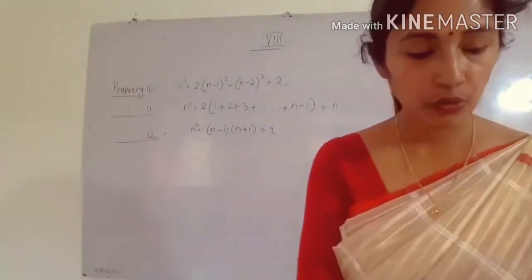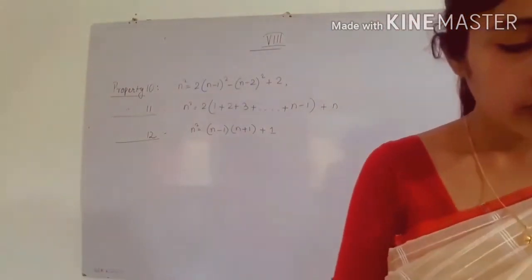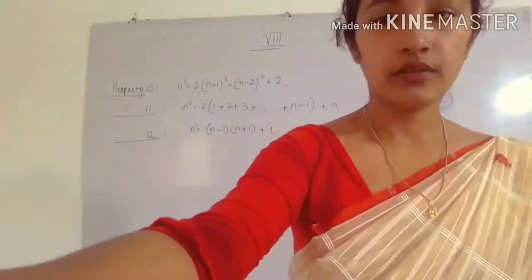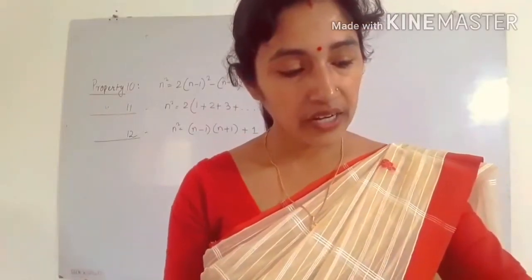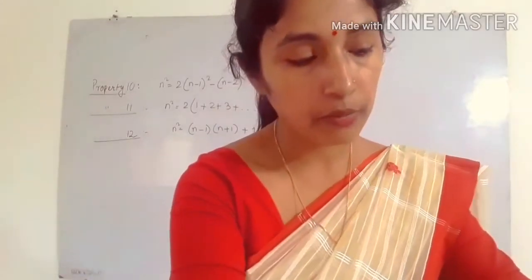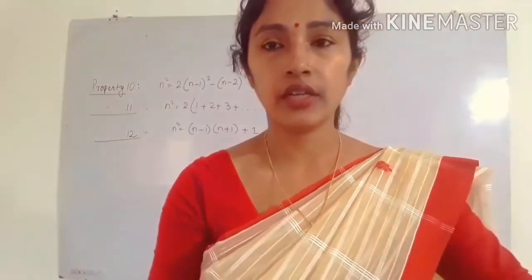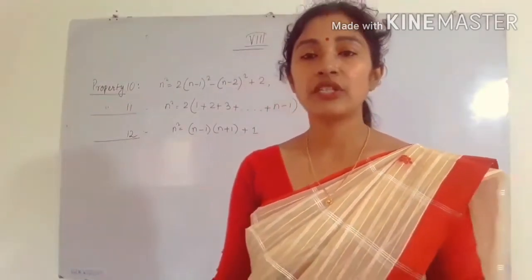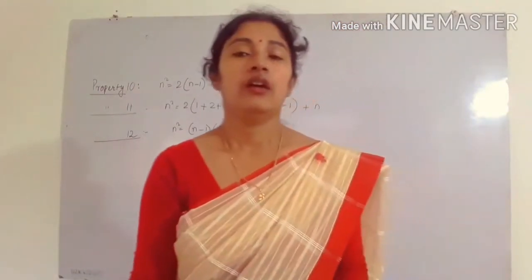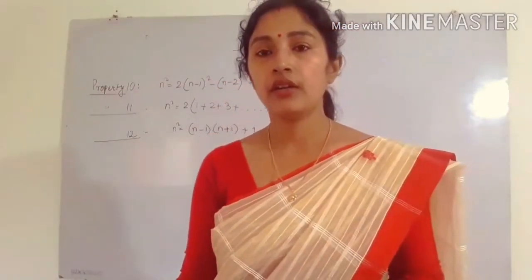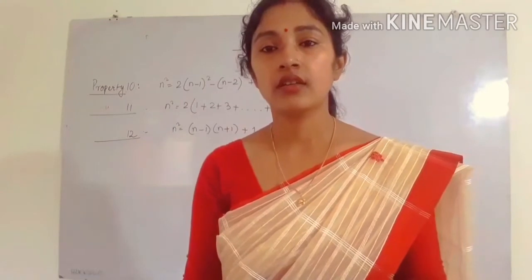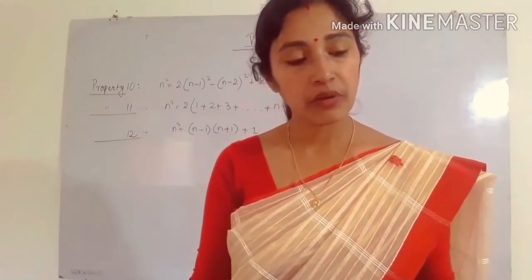So next come to property number 13. What is property number 13? To find the square of a 2-digit number with units digit as 5. So there is a special technique. You can find the square of a number if its unit place is 5.